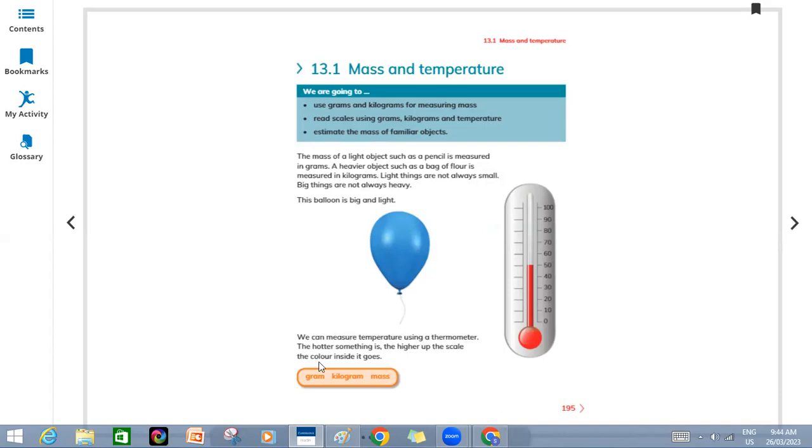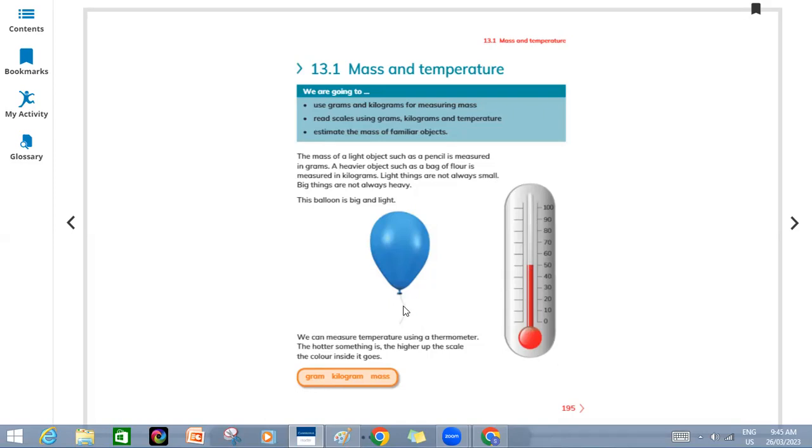We can measure the temperature using a thermometer. The hotter something is, the higher up the scale the color inside it goes. You can see here the thermometer. What happens if something is hot? The temperature, the red line inside, will go up. If the temperature is cold, the red line will come down. So this is how we can measure the temperature.